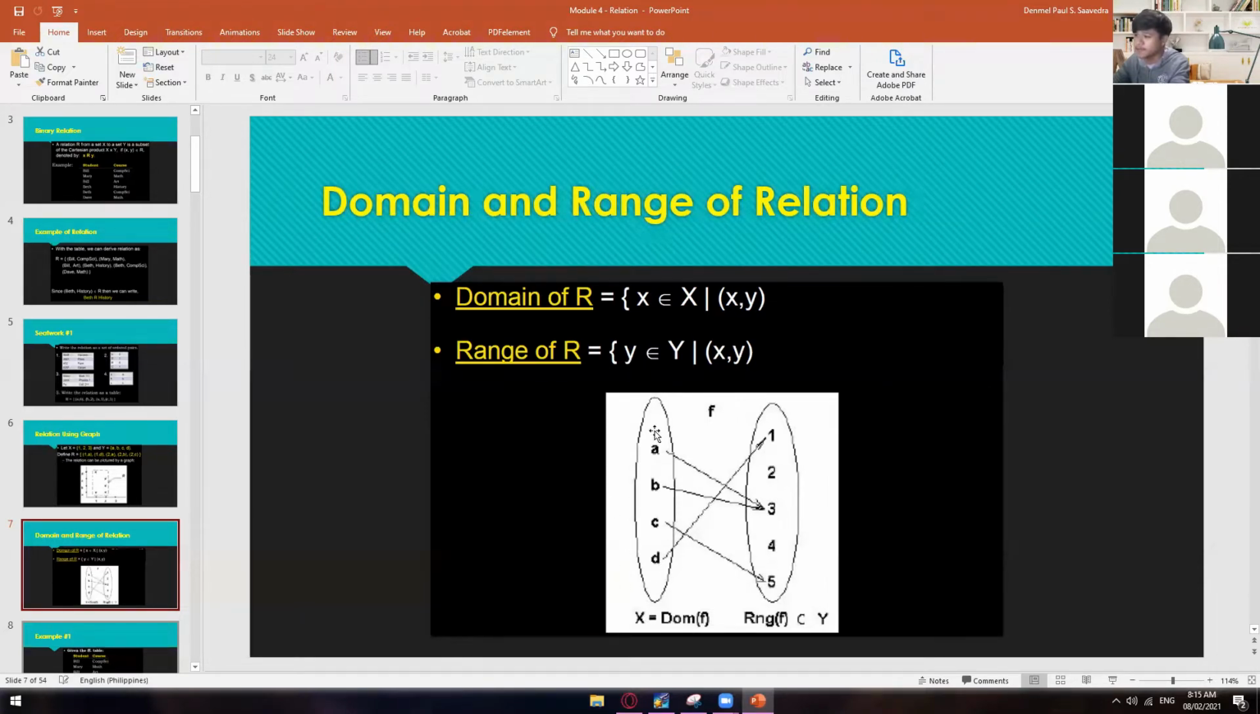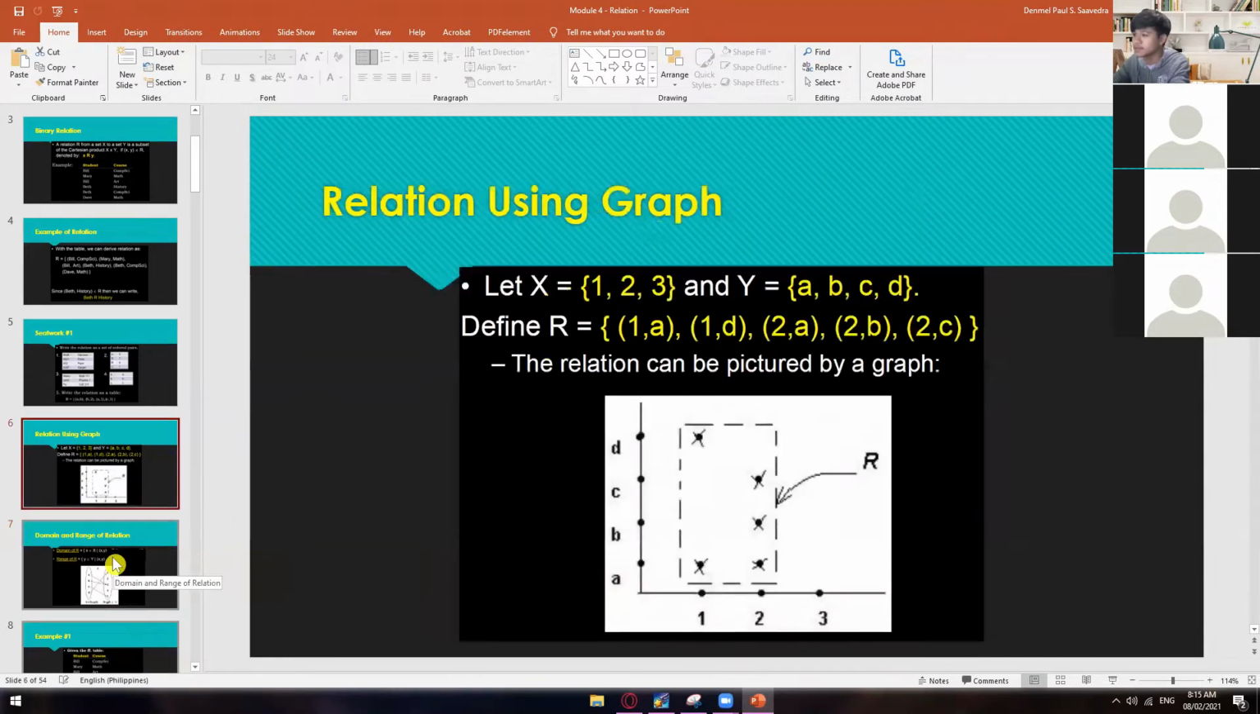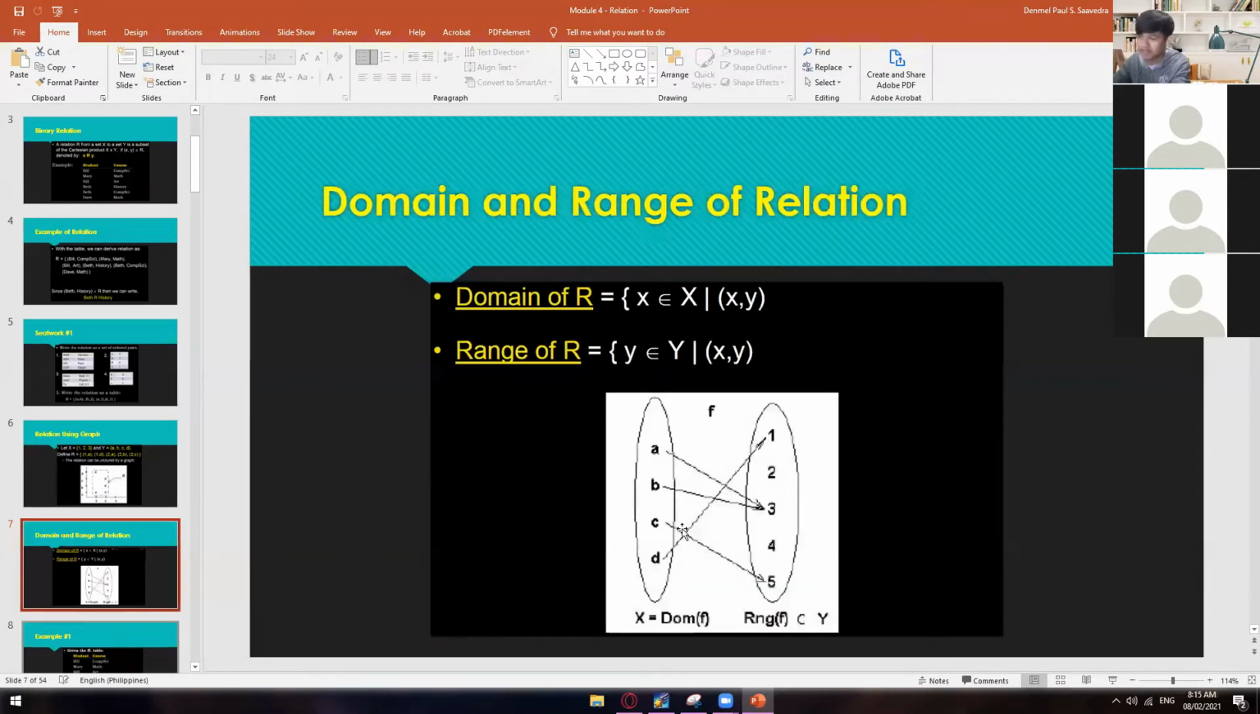So again, right here we have the domain and then the range. So this one came from, is it the same with this one? Man, this one came from nothing. Okay, this is just an example of a domain and then a range. So this one is our x, and then this one is our y.